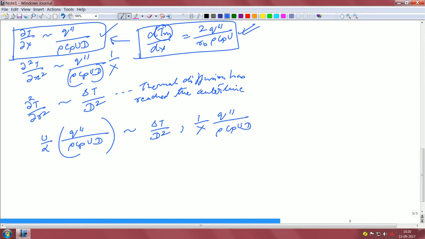Okay. So, now that we have all these terms, let us multiply all the terms by d squared by delta T, right, all the terms.